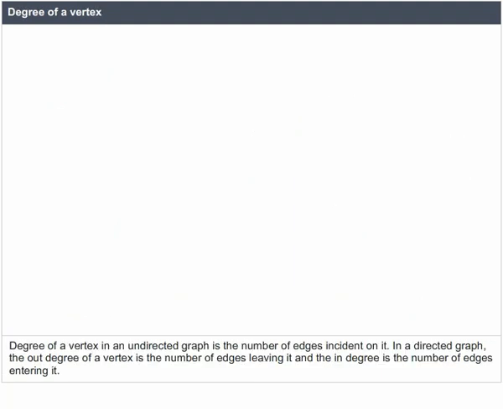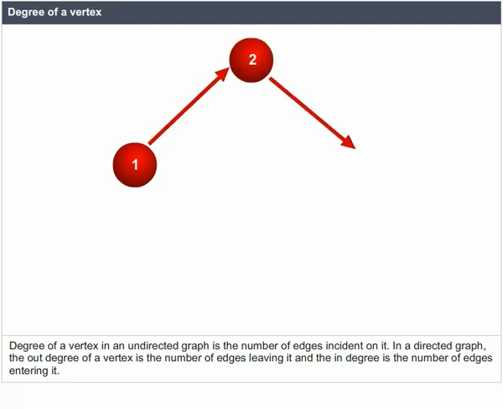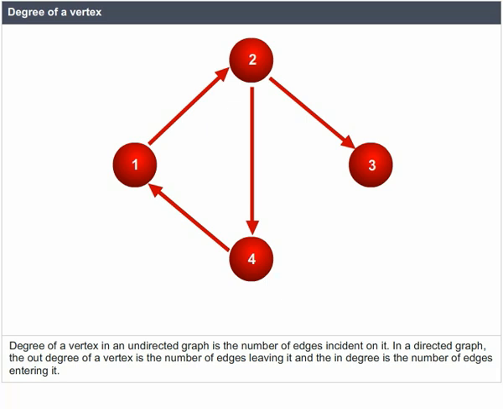Degree of a vertex. The degree of a vertex in an undirected graph is the number of edges incident on it. In a directed graph, the out degree of a vertex is the number of edges leaving it, and the in degree is the number of edges entering it. Degree of vertex 2 is 3.